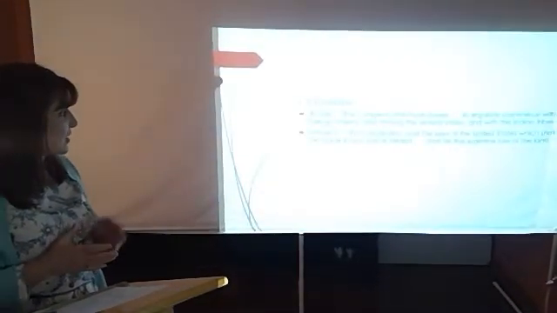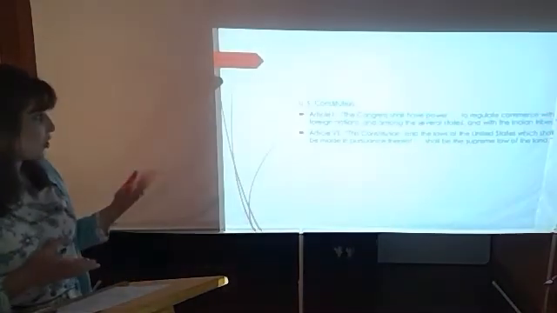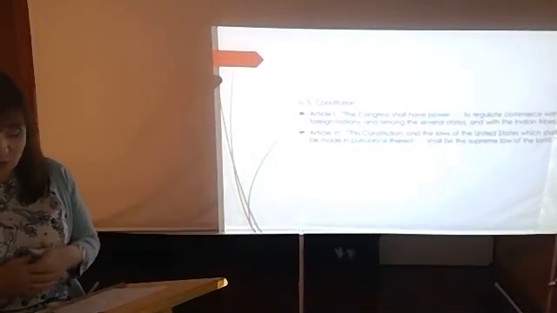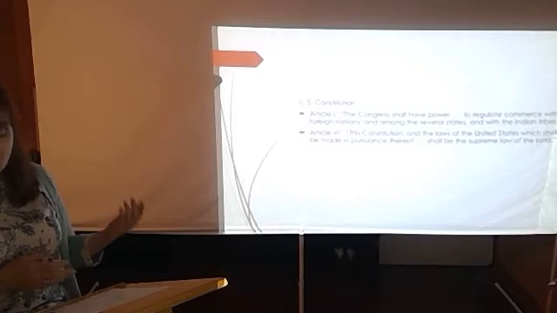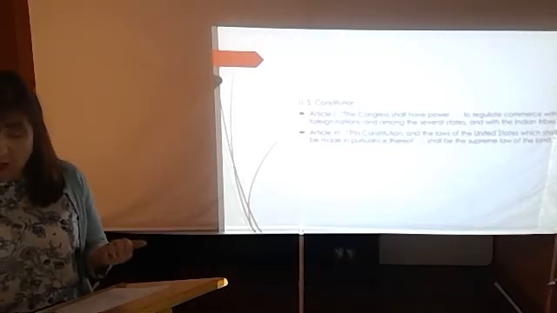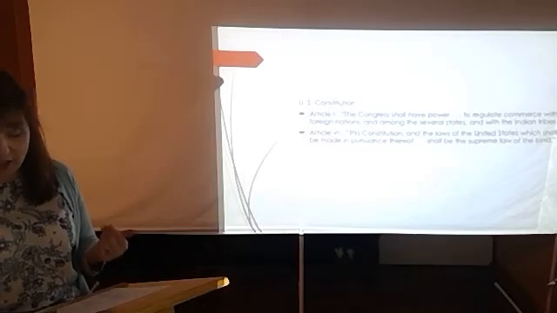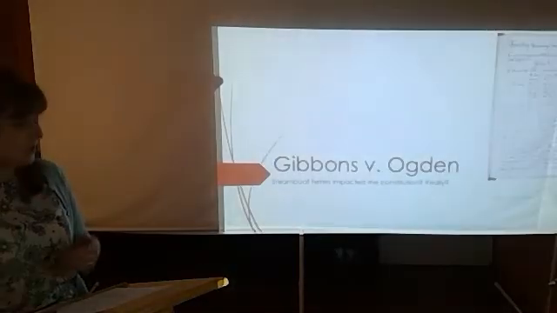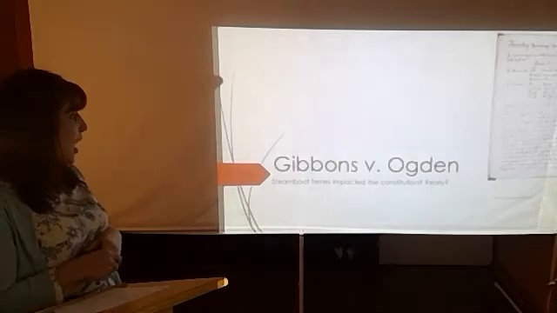This next slide is just showing you where in the Constitution some of these things were found. Article 1 of the Constitution, Article 6 of the Constitution is where the necessary and proper and the supremacy clauses are. All right, Gibbons versus Ogden.